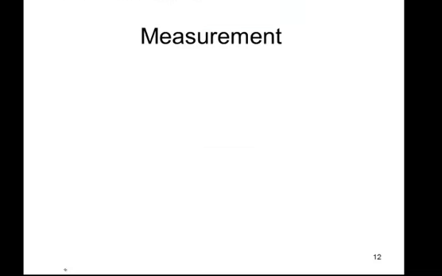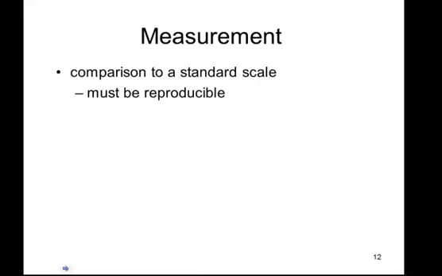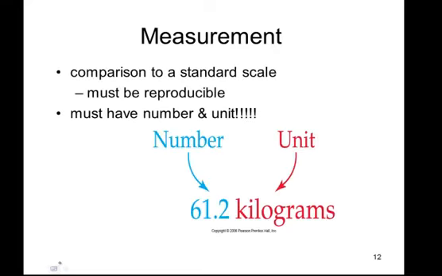Alright, the next section is going to be on measurement, and that's because we're going to be doing quite a bit of measuring in chemistry. For every measurement, it has to have both a number and a label on that, or a unit. And we use some kind of a standard scale so that we can reproduce our measurements. But every one has to have both a number and a unit, because the number itself doesn't mean much.